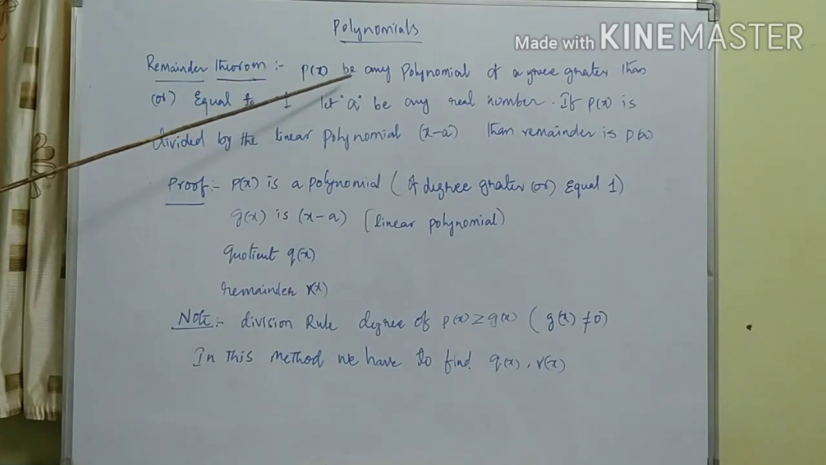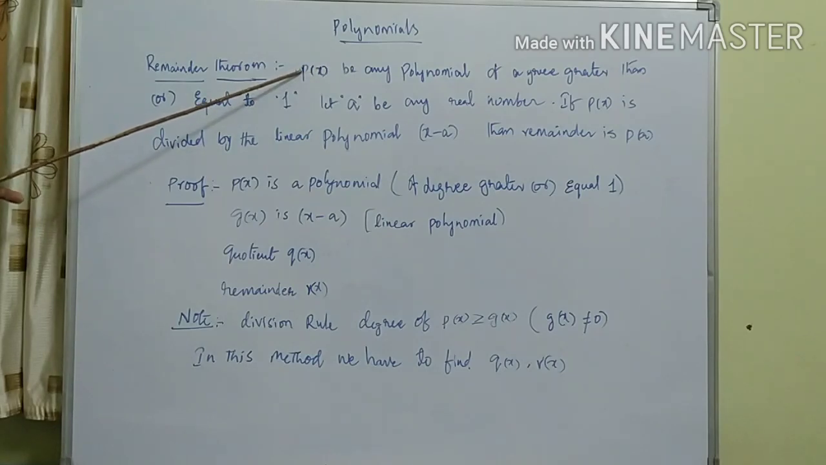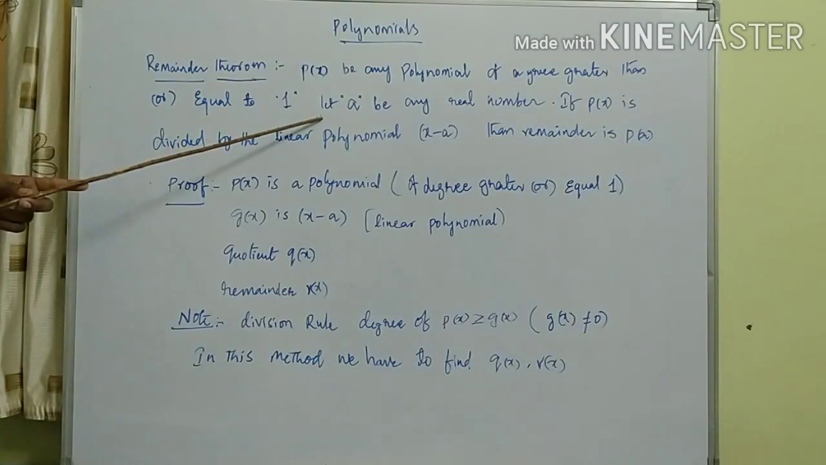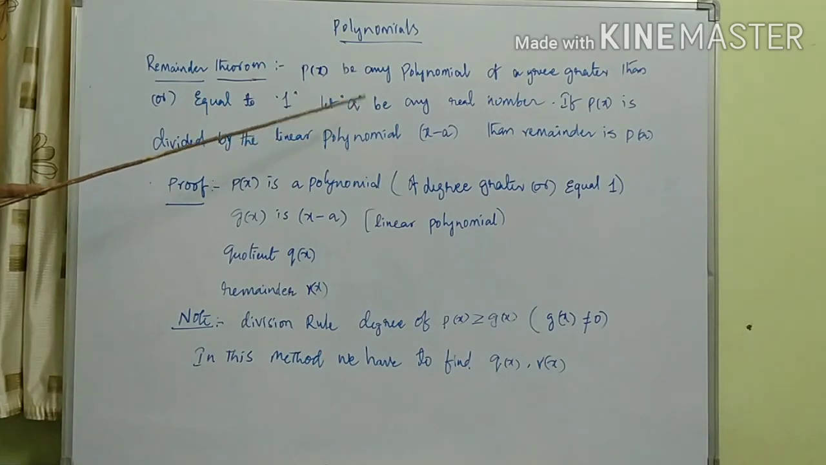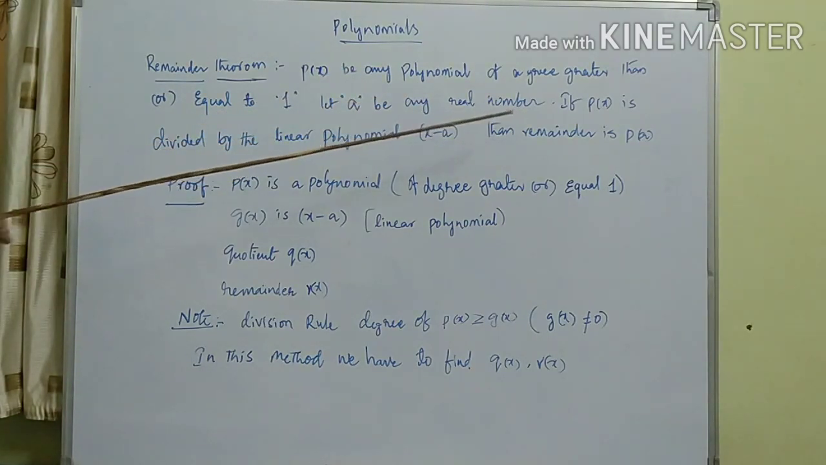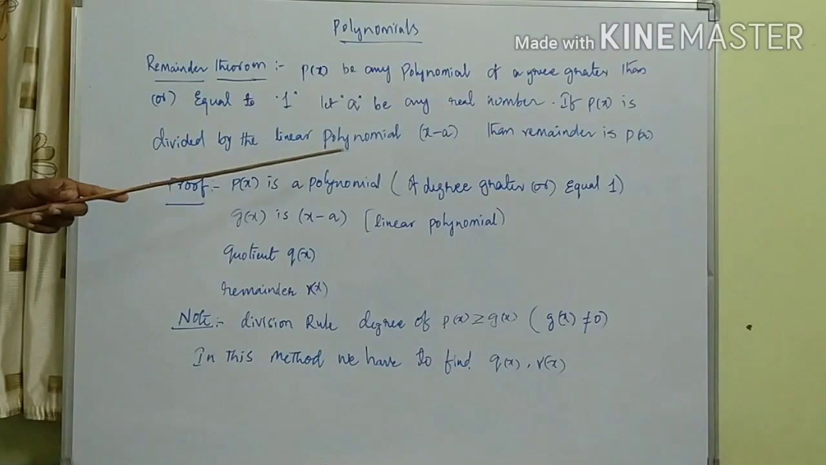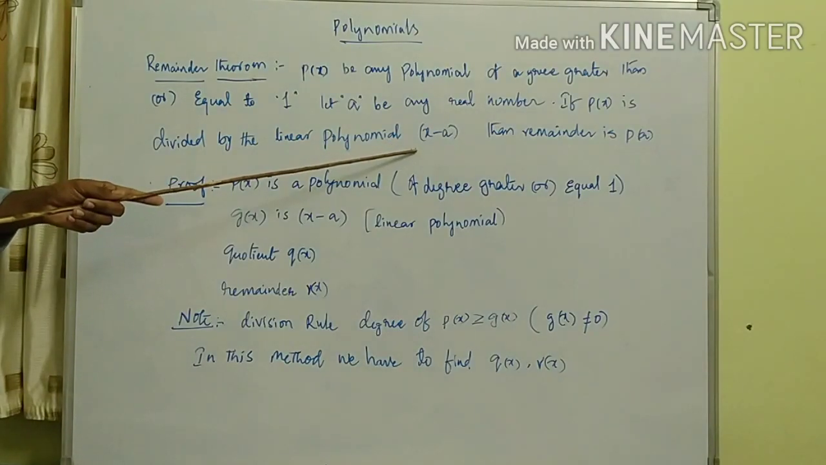Let P of x be any polynomial of degree greater than or equal to 1. So it means the polynomial P of x includes a variable. Let a be any real number. This is not a variable. Let a be any real number. If P of x is divided by a linear polynomial x minus a.